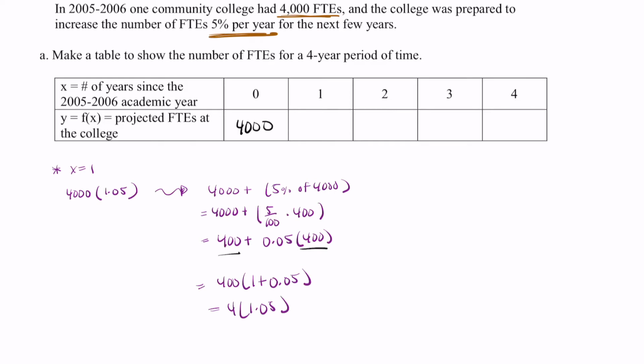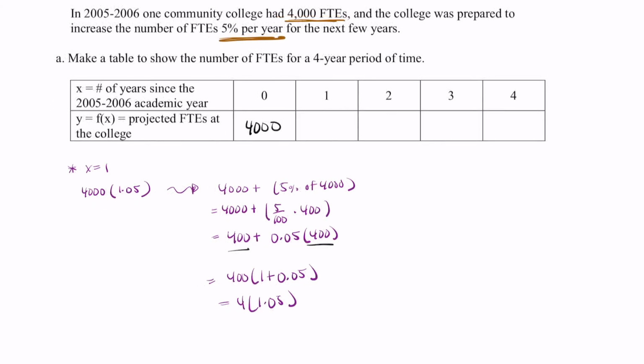So this is where the 1.05 came from. Now, what is this numerically? This becomes 4,200. Okay, so I'm going to write that here. And I'm leaving the colors just to show where each value came from. Let's look at 2 years since the 2005-2006 academic year, and I'll do that in blue.